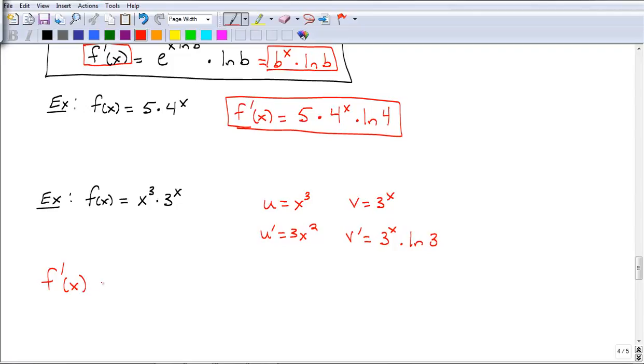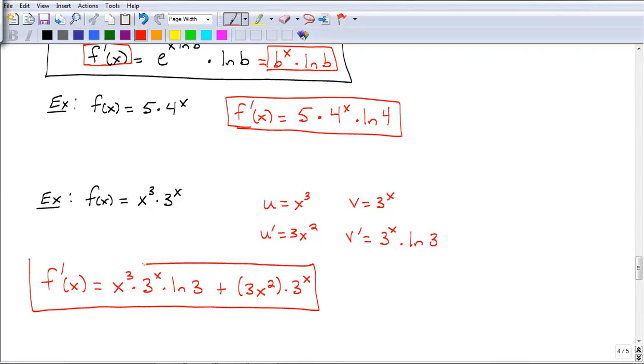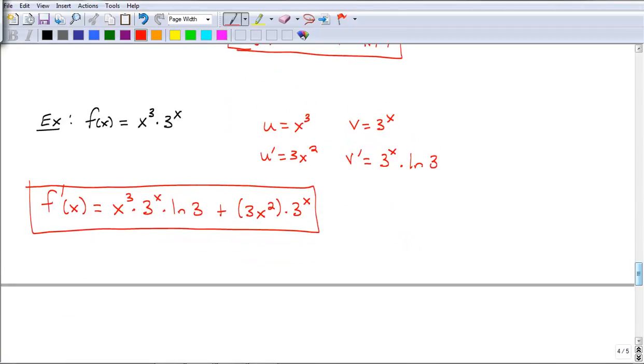uv prime is x cubed times 3 to the x times the natural log of 3. That's uv prime. vu prime is 3x squared times 3 to the x. And there's lots of things you could do to simplify this, but that's good enough for me. It shows me if you understand the process and how to solve these problems.